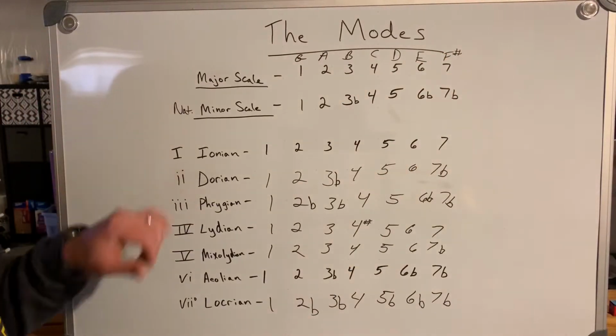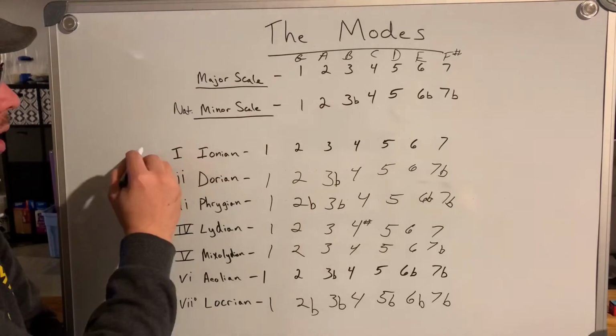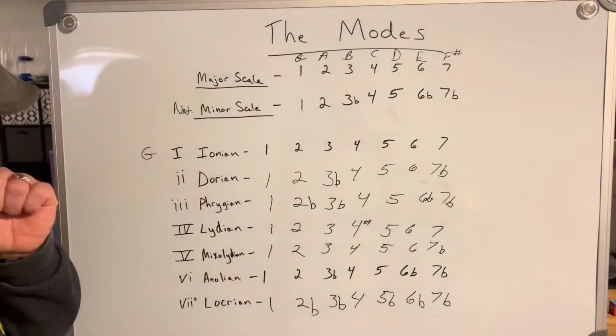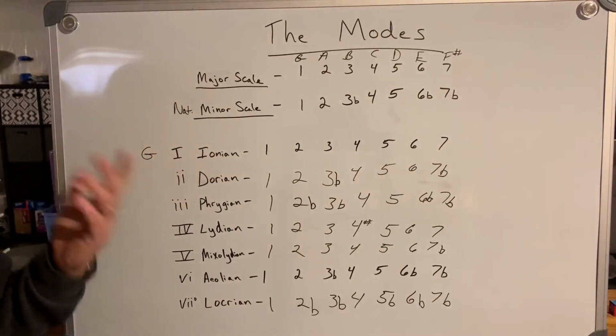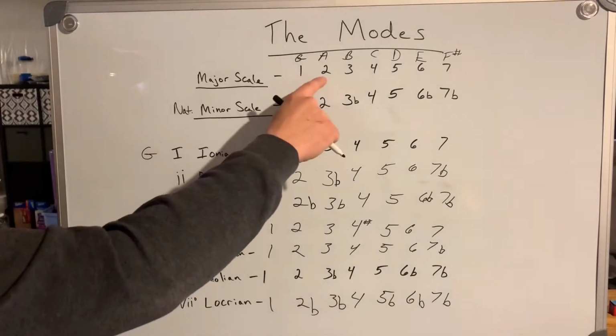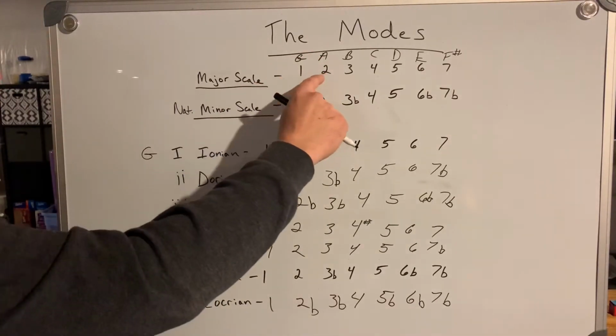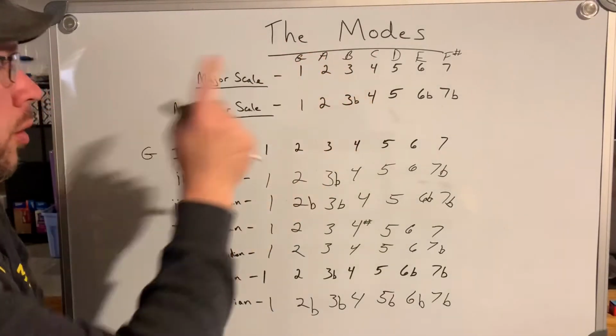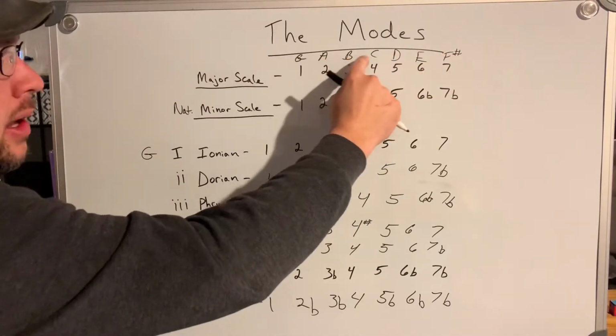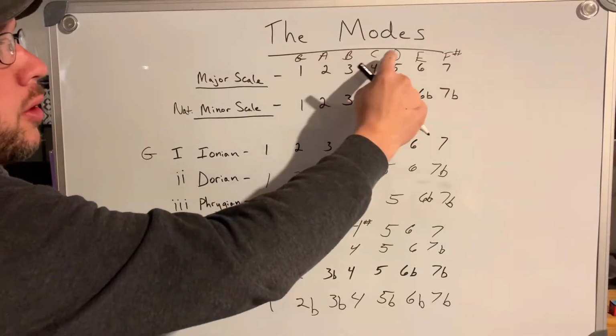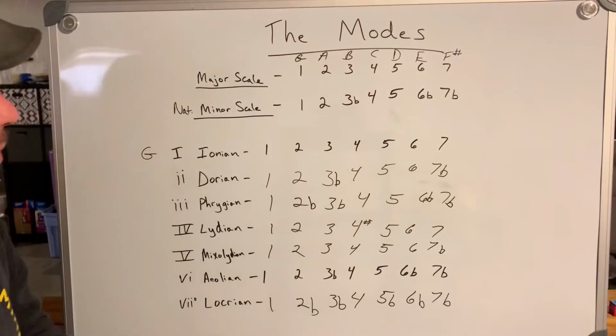So this here, the Ionian, would be G Ionian, G major, same thing. What's our second note? A. If we were to build and start with the A as our root note and just go like this: A, B, C, D, E. So 1, 2, 3, 4, 5, 6, 7.